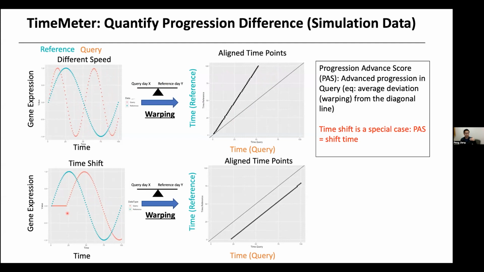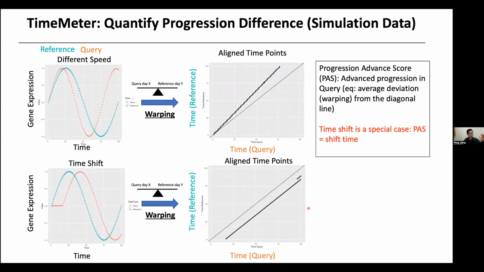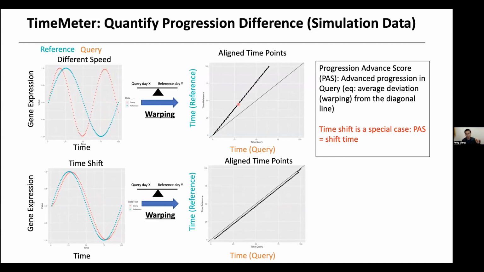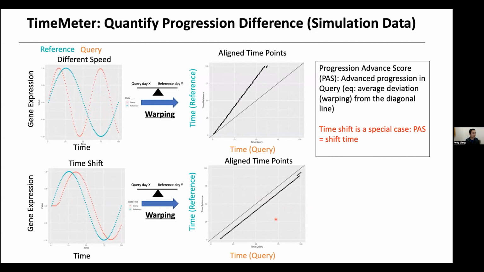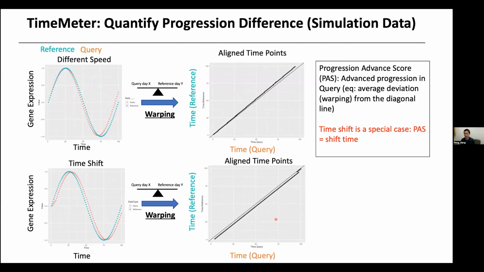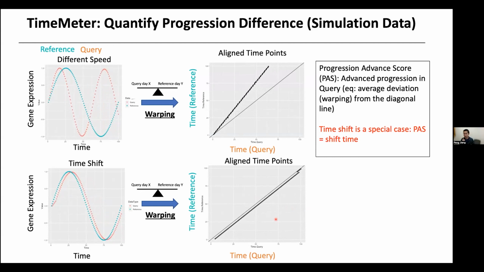And if we have time shift data, let's say the speeds are the same but there is just a delay, this is represented as a shifting of the line after the dynamic warping alignment. So these two characteristics allow us to visualize and understand the pattern, just projected in this additional space. And then we can define a PAS score, called the progression advanced score. The progression advanced score is defined by the average deviation of the warping from the diagonal line.